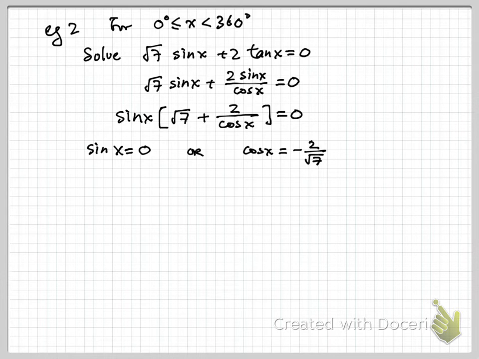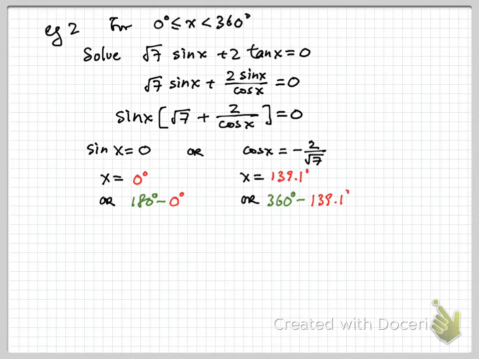So you try to do this on the calculator. x will be 0 degrees, or 180 minus. Don't forget that there is a hidden answer from the inverse trigonometric function, 180 minus. And on the other side, when cosine x is minus 2 over root 7, x will be 139.1 degrees. Or alternatively, for cosine inverse angle, it is 360 minus 139.1. So altogether, there are 1, 2, 3, 4 answers in our range.